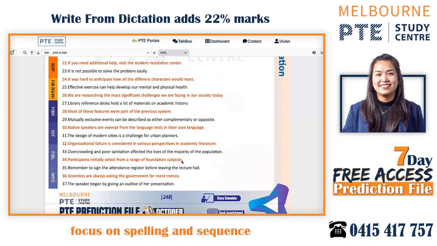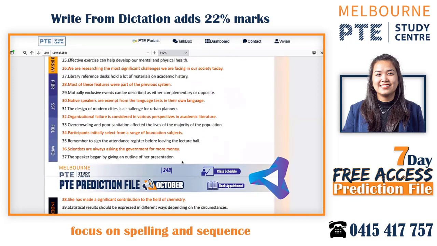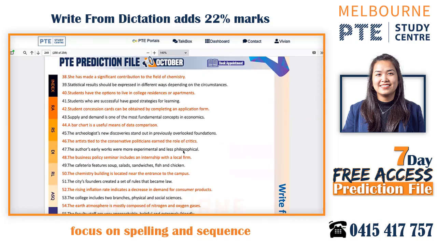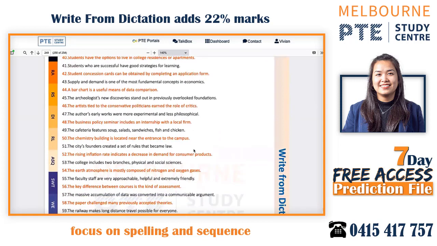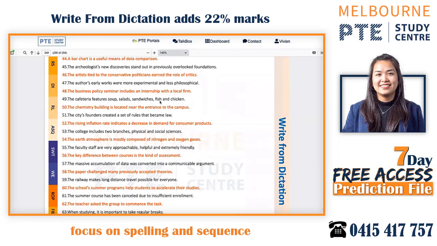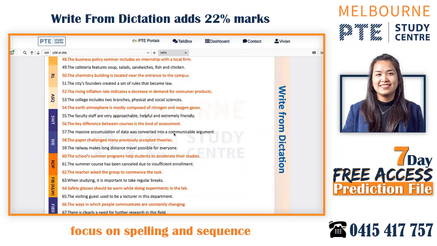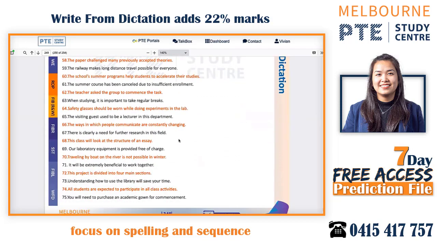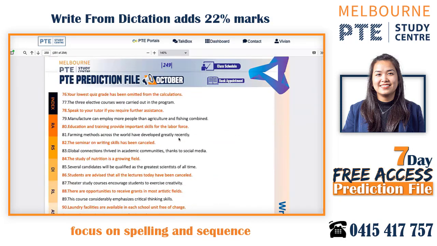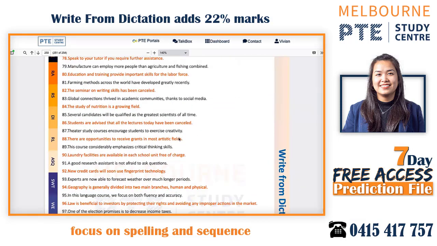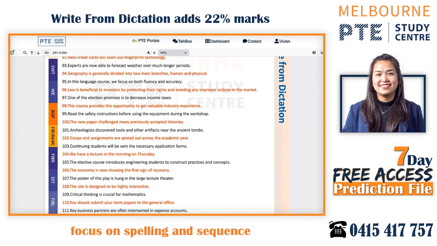Capital letter, right? Some of you don't know when you need to put capital letter. So you need to go through this question and make sure that you remember when you need to put capital letter. Okay, for example, let's have a look if they do have it. So this sentence is difficult because it's quite a long sentence. See that?